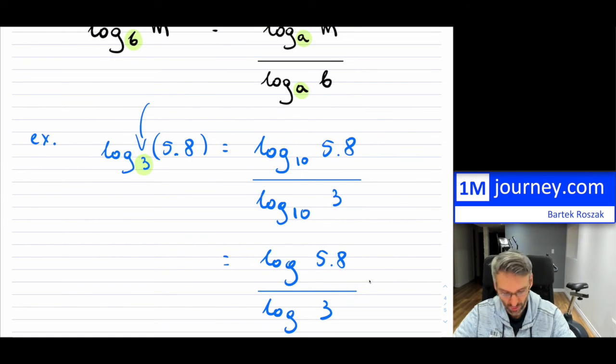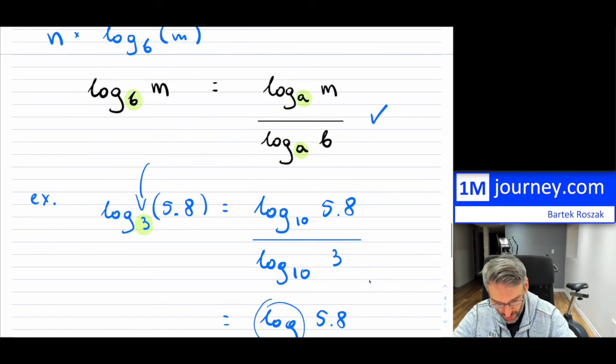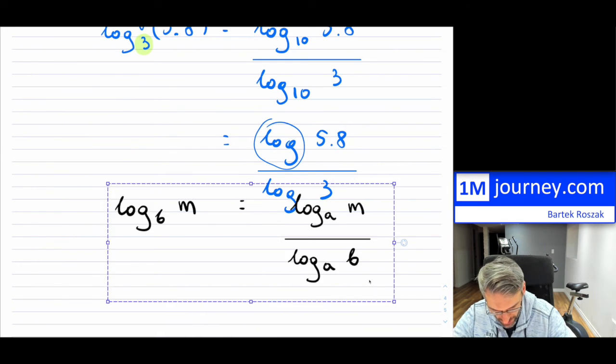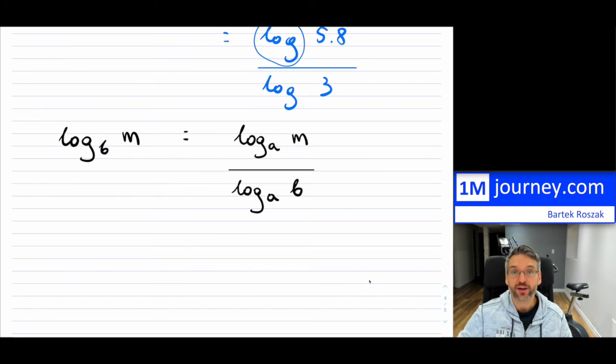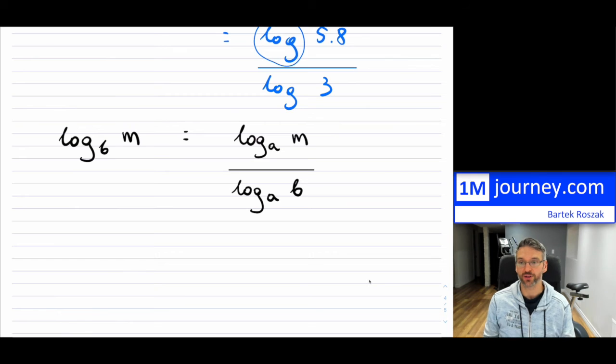Most calculators will have this log, which assumes it's base 10. Now, let's try to prove it. Why is this true? Maybe I'm going to repaste it back in here to clean it up. I'm going to use the trick from property 1 and property 2 that I used.